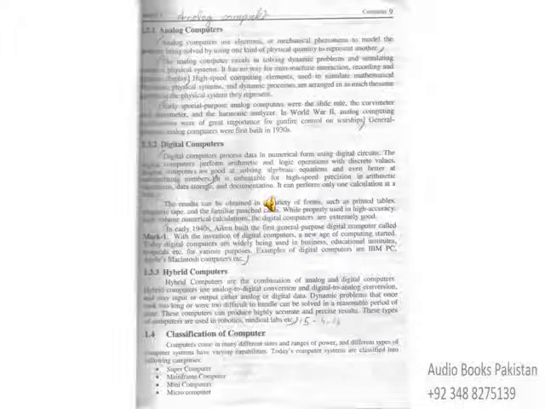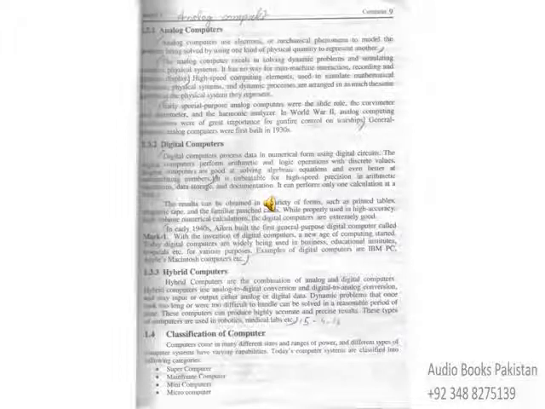1.3.2 Digital computers. Digital computers process data in numerical form using digital circuits. Digital computers perform arithmetic and logic operations with discrete values. Digital computers are good at solving algebraic equations and even better at manipulating numbers. They are unbeatable for high-speed precision in arithmetic operations, data storage, and documentation. They can perform only one calculation at a time.